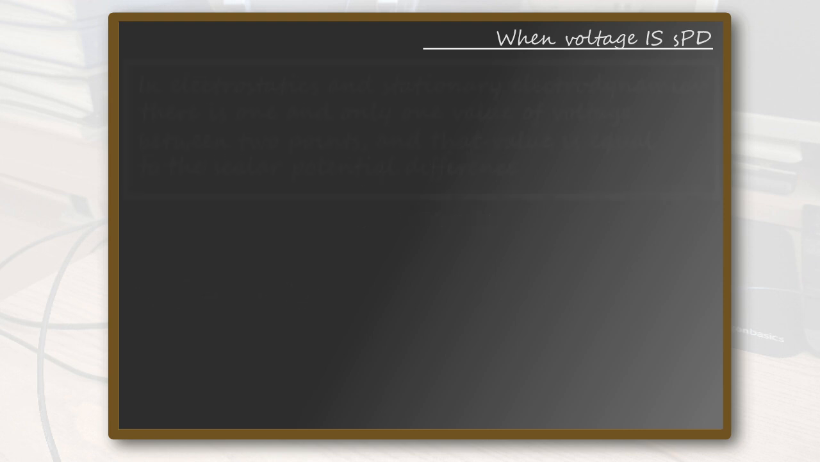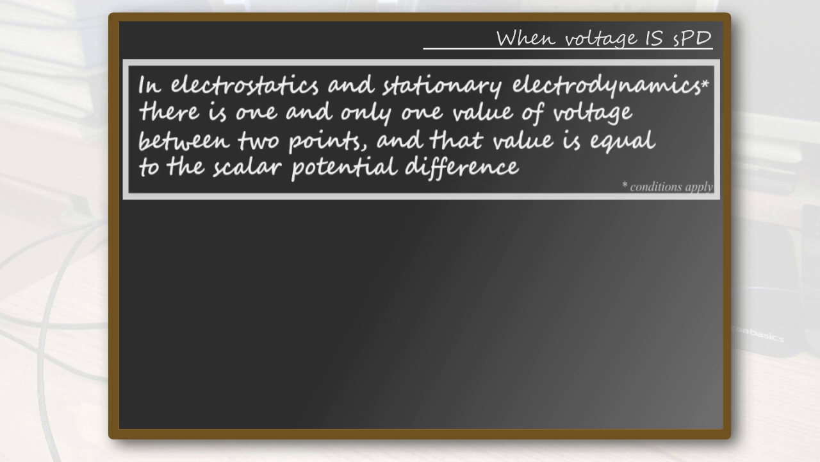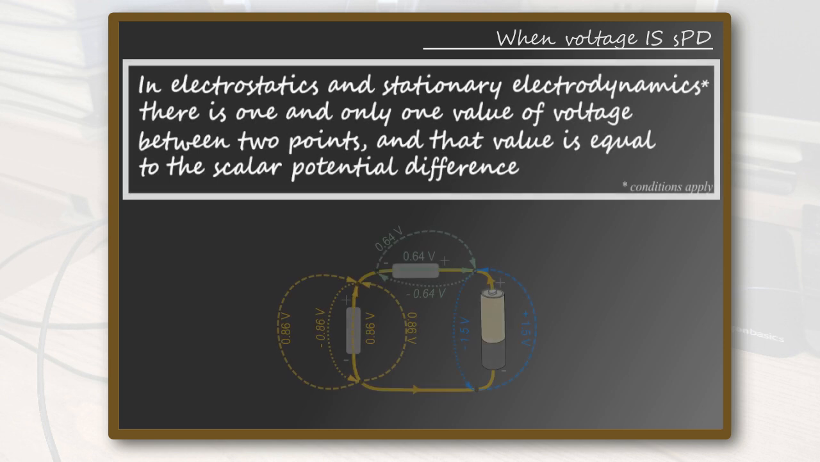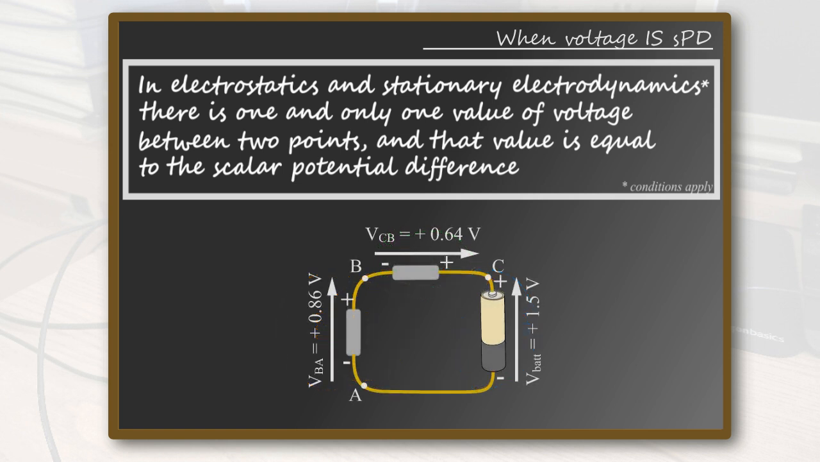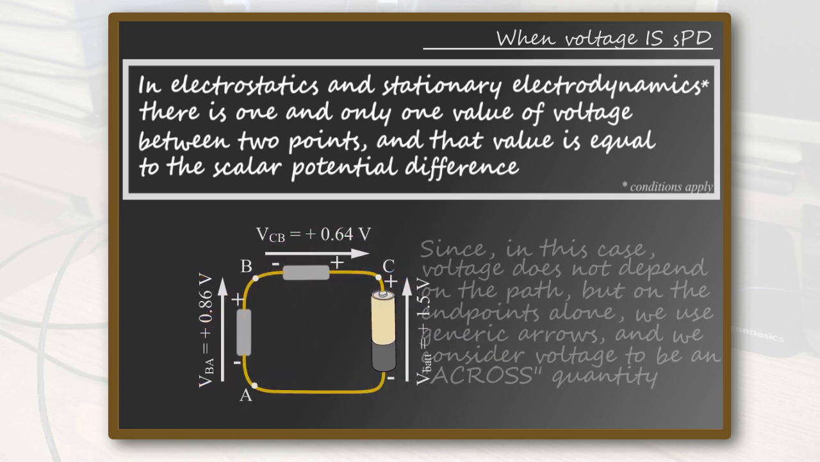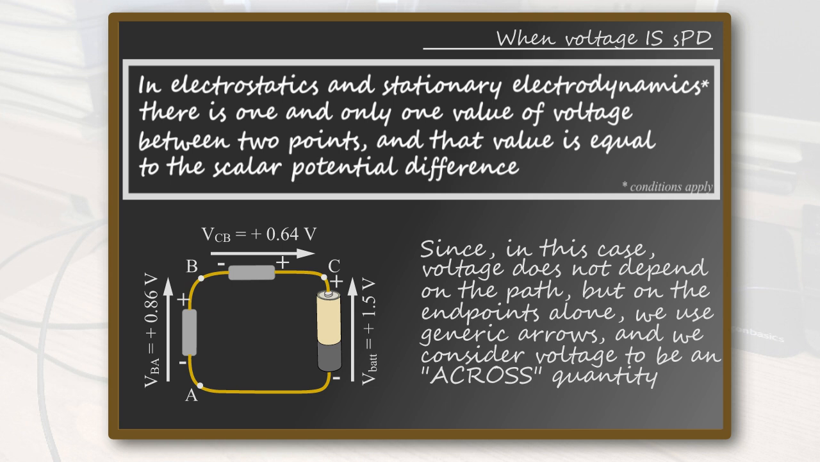Okay, so if all the fields we can perceive around us appear to be static, voltage becomes equal to potential difference, and as such it has to be a path-independent quantity. In other words, in electrostatics and stationary electrodynamics, there is one and only one value of voltage between two points, and that value is equal to the scalar potential difference.